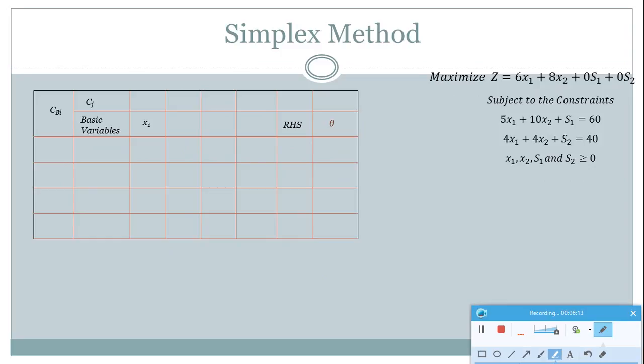The decision variables are written in these cells. So the decision variables x1, x2, the coefficient of a decision variable x1 is 6 in the objective function. Similarly, the coefficient of a decision variable x2 is 8, so this will be represented here. Next, the slack variable s1, the coefficient of the slack variable in the objective function is 0, so this will be represented here. The next slack variable s2, its coefficient in the objective function is 0.